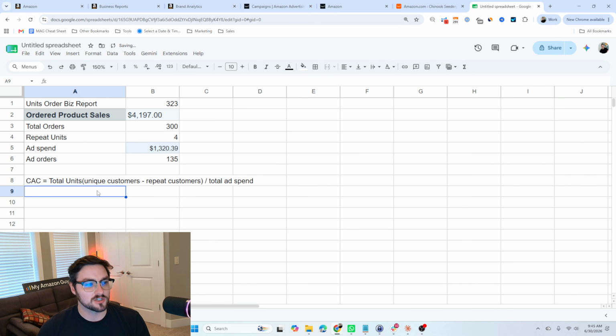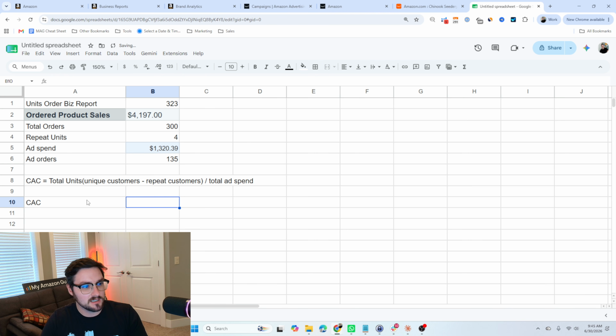So what we're actually going to do here is we are going to take our 323. So we're going to do a little calculation. We're just going to do CAC here. We're going to do equals. And from there, the actual formula that we want to do here is that we want to take essentially our ad spend. So we're going to take our ad spend first and foremost, and then we are going to divide our ad spend by total new customers.